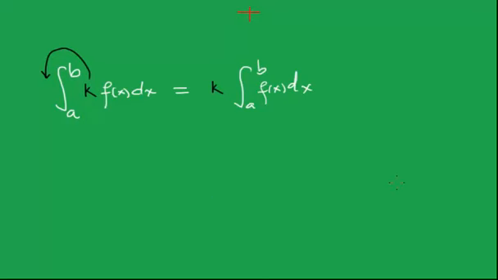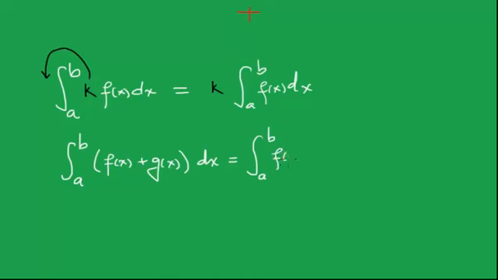And also we can break functions into two, or break definite integrals into two. So the second property would be, let's say you have f of x plus g of x dx. So you can break that into two. It's going to become the integral from a to b of f of x dx plus the integral from a to b again of not f but g of x dx.